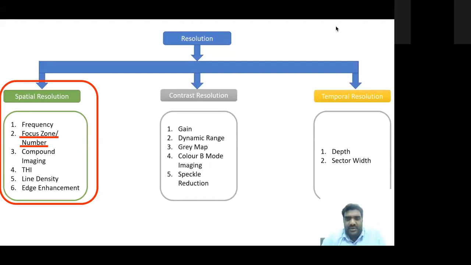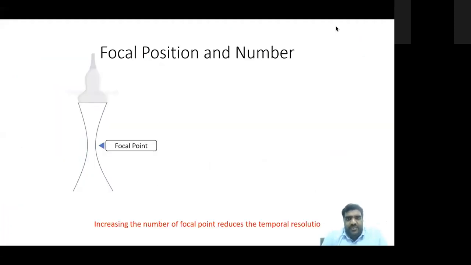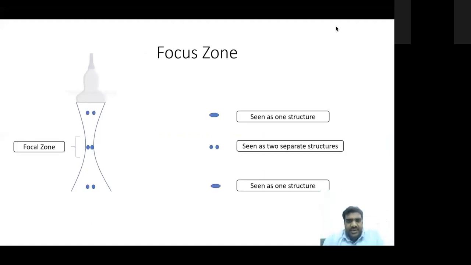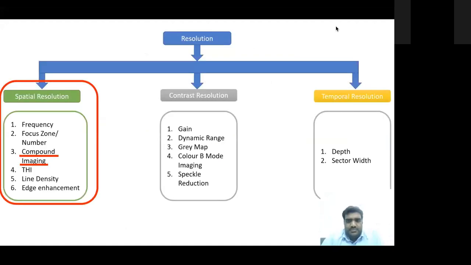Now we shall discuss focal zone and focal numbers. The focal point is the point where the ultrasound beam is the narrowest. If we are focusing an image at the focal point, there is better spatial resolution. So next is focal numbers. We can have more than one focal number in certain ultrasound machines. In this image, you can clearly see that the two structures that are at the focal zone are clearly seen as two separate structures in the ultrasound machine, while those that are further away and those that are very near to the probe are seen as only a single structure.